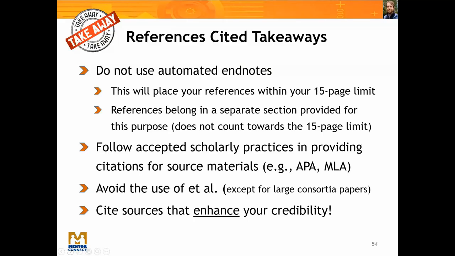Avoid the use of the et al. abbreviation if there are many authors, unless it's a very large consortium paper. And curate your sources to strengthen your credibility. For example, by citing labor market data from a government agency or a study published in a peer-reviewed academic journal, such as the Journal of ATE. Put another way, how much credibility would you give a paper if the author cited a newspaper editorial or Wikipedia?